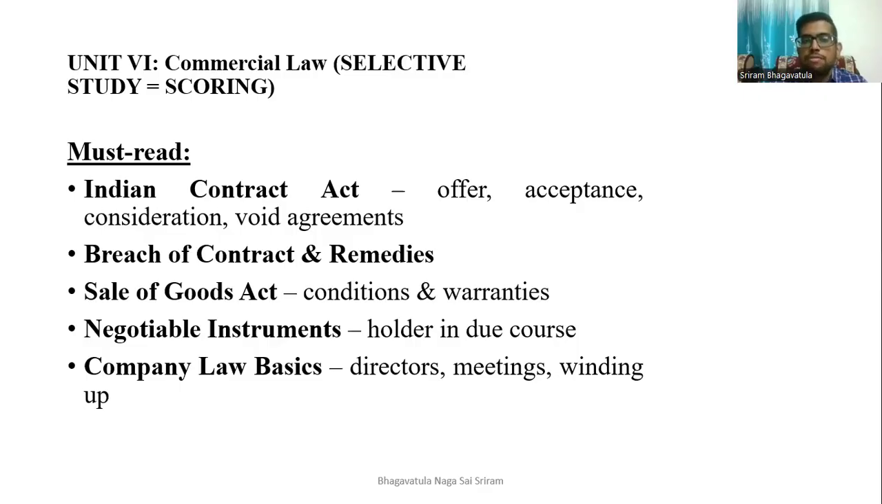Next comes the Sale of Goods Act. What is a condition, what is a warranty, what is the difference between a condition and a warranty, all of these things are also very important. Next comes the Negotiable Instruments Act: holder in due course, and also the different types of negotiable instruments. Also, what is the difference between a cheque, a promissory note and a bill of exchange, how many parties will be there, and what is the compensation part with respect to the Negotiable Instruments Act is also very important.